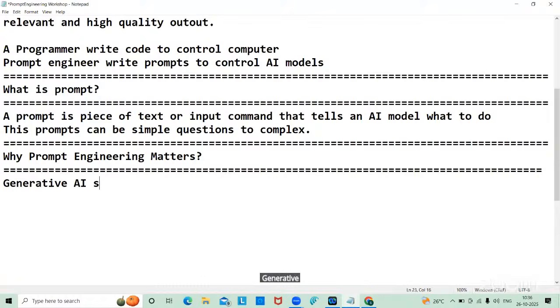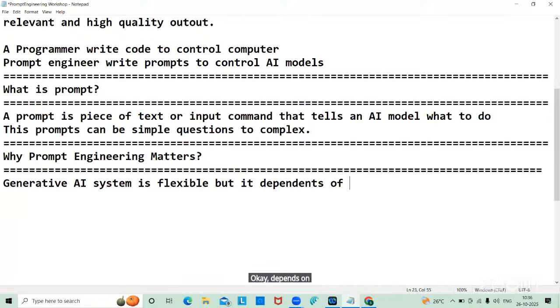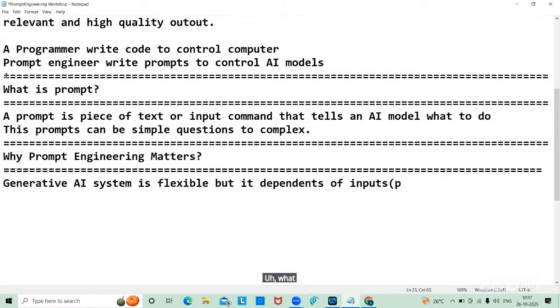Generative AI systems are flexible, but it depends on inputs. What are these inputs called? Tell me, what are these inputs called here? Everyone should answer. Prompt.